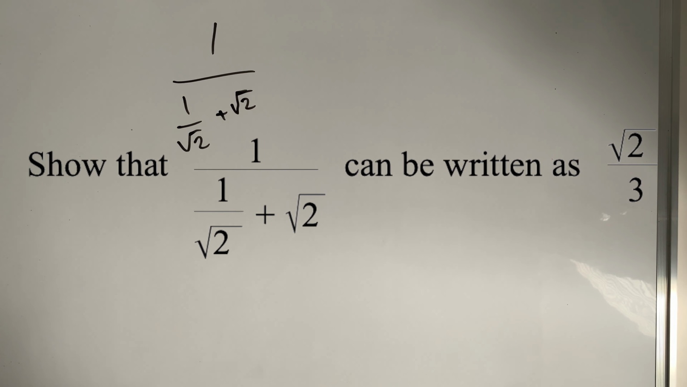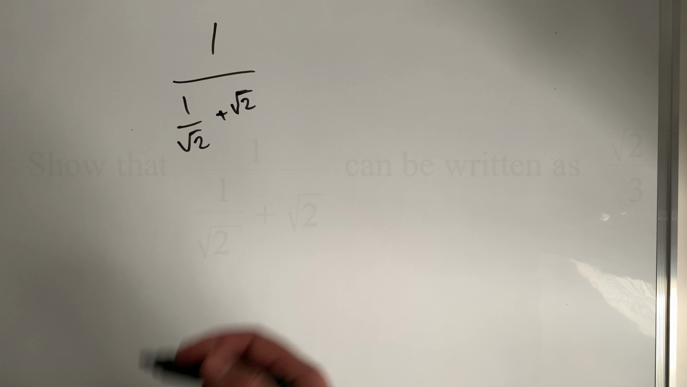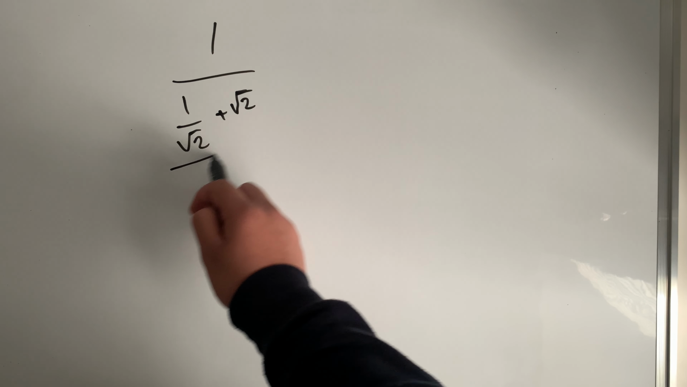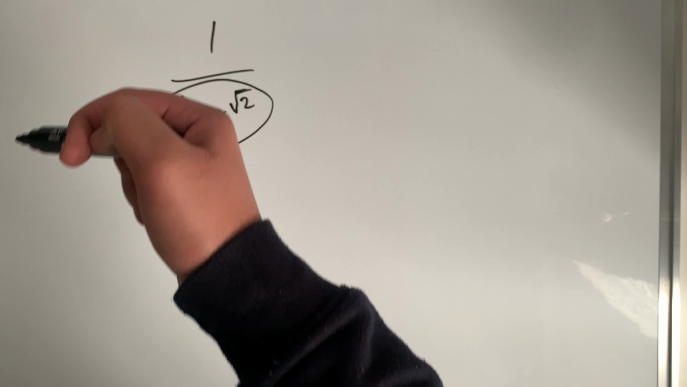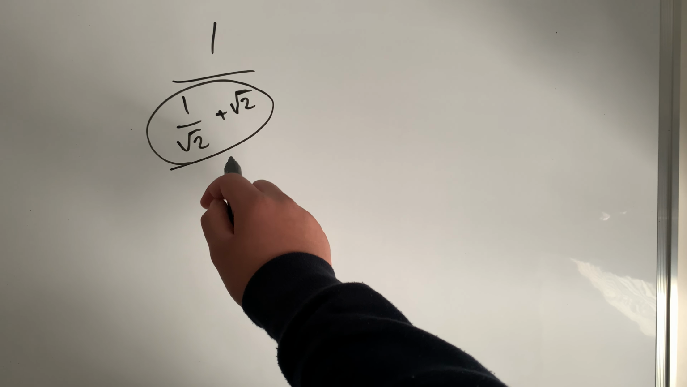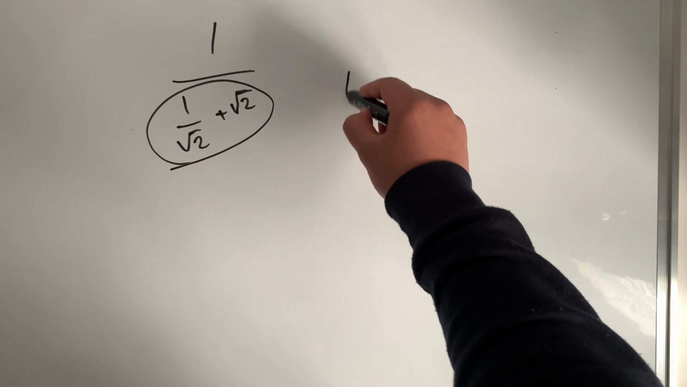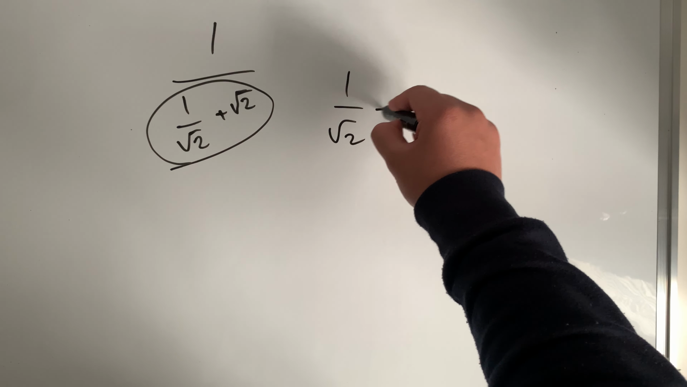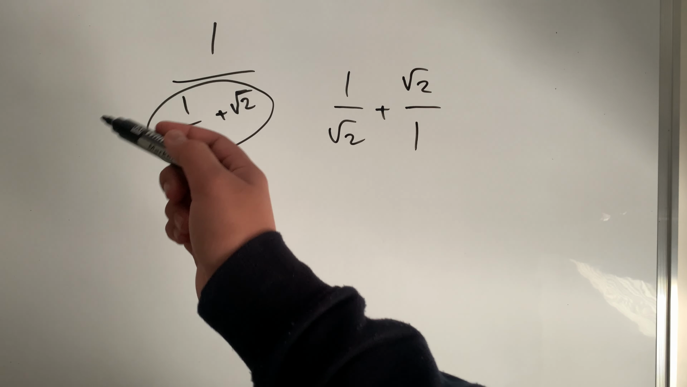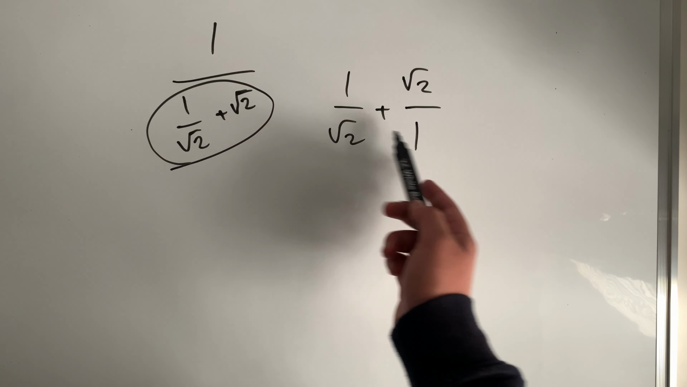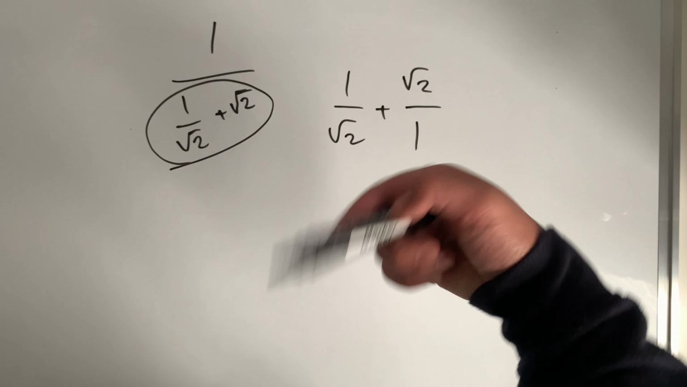So for this question, they want us to show that it can be written as root 2 over 3. So we rationalize the denominator. However, there's a small problem over here, since there is a surd below a denominator and then further a denominator. So we just look at this for a while. So 1 over root 2 plus root 2 over 1, same thing. So we just turn them into fractions. So we just make sure that both of them have the same denominator so that we can add them up.